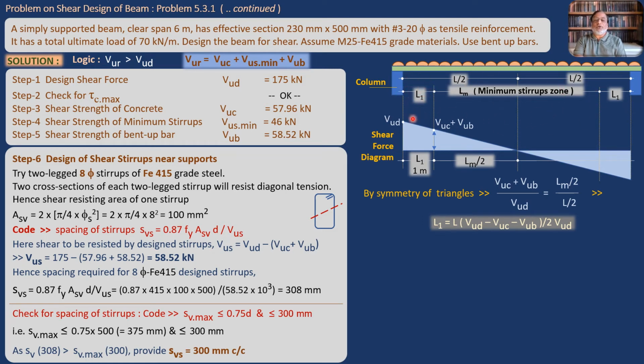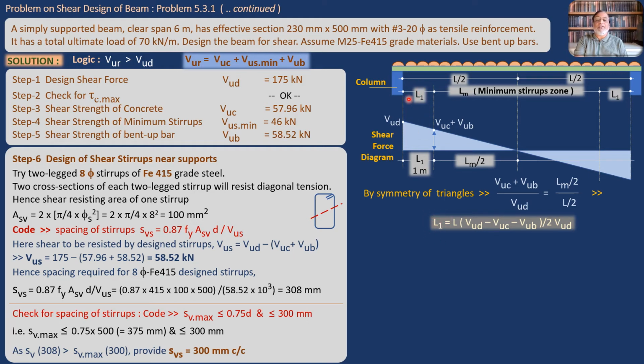So let us note what this L1 is, the length L1. If you look at the two triangles, the bigger triangle and the smaller triangle, and the symmetry of those triangles, by simple geometry you will be able to find this formula. What is this formula? The formula is giving us the value of L1.